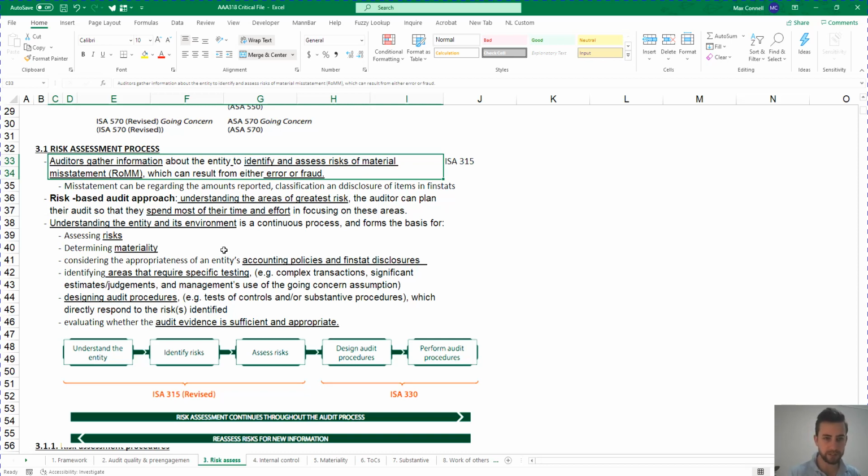Number five is designing audit procedures. So how are we actually going to go and practically test the company? What are the controls we're going to do? What are the substantive procedures that we're going to do? If you're not sure what those are, we're going to be talking about them in later chapters, which directly respond to the risks identified. And then finally, evaluating whether the audit evidence is sufficient and appropriate.